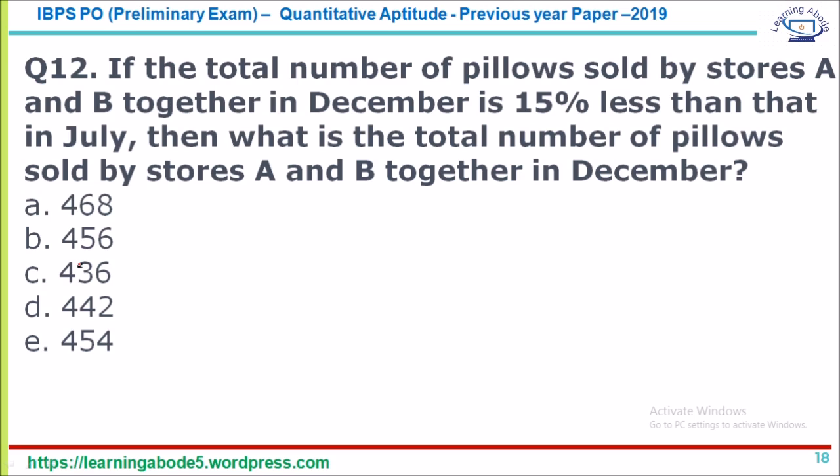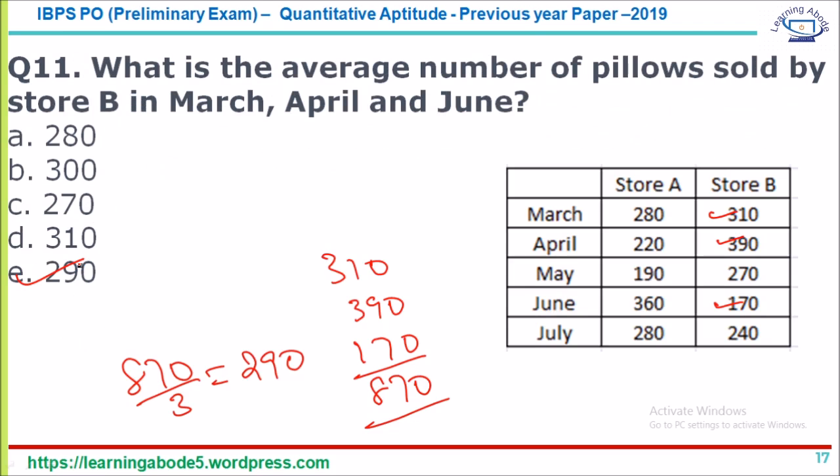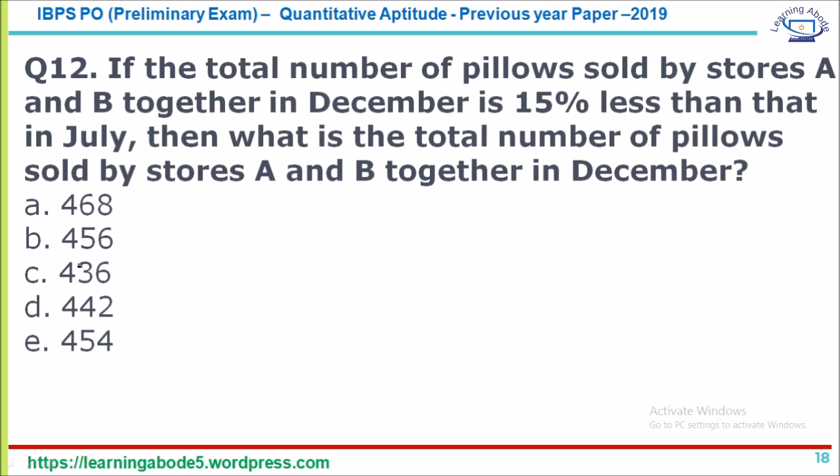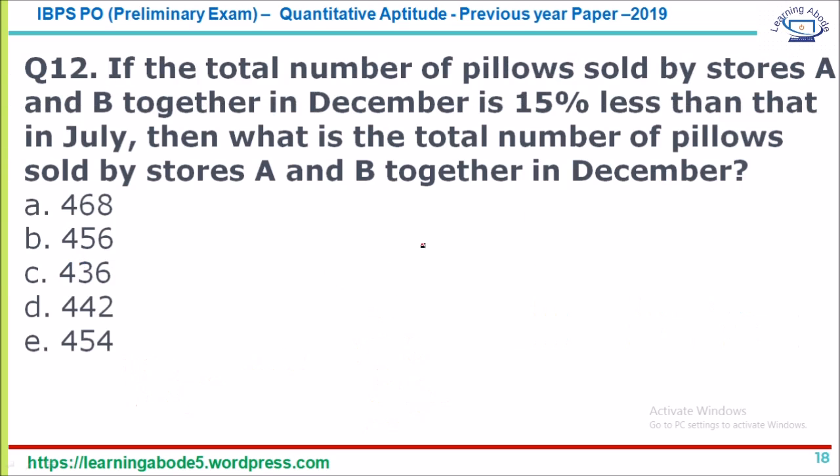Now we have one more question in this. If the total number of pillows sold by store A and B together in December is 15% less than that of July, then what is the total number sold by store A and B together in December? Okay. Now July, we want the numbers for July. So July it is 280 plus 240.